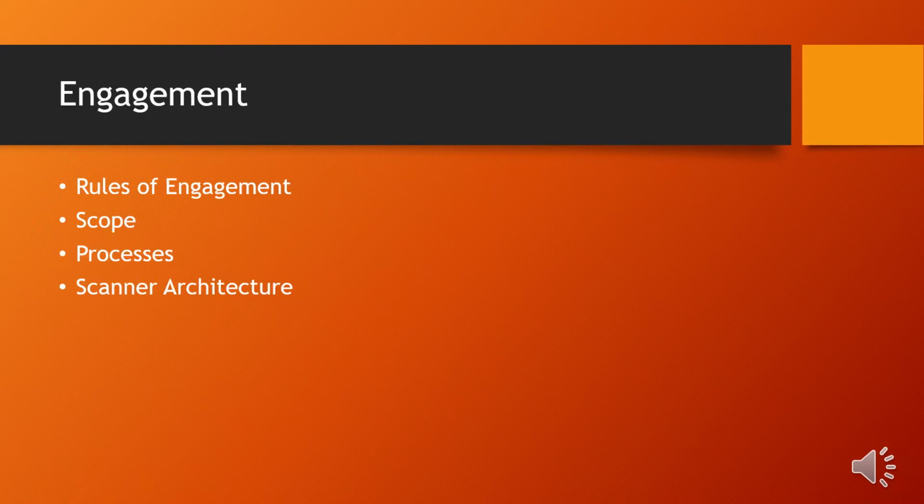The first step for a vulnerability assessment program is to perform engagement planning. It is at this stage that rules of engagement, scope and processes are defined. It should also include the scanning type and scanner architecture as well as the duration of the scan.